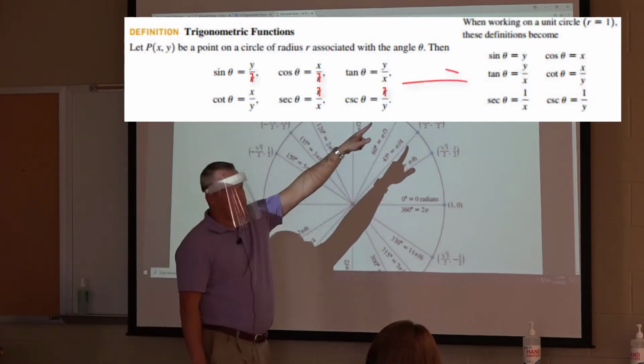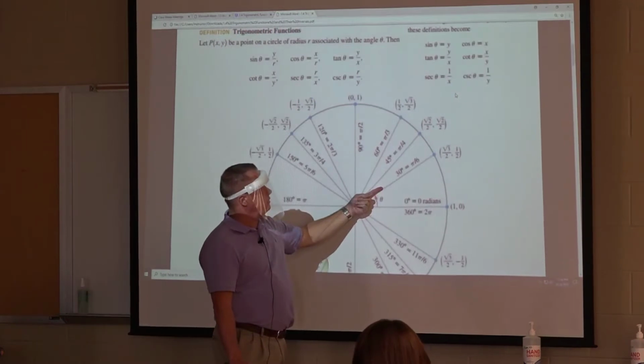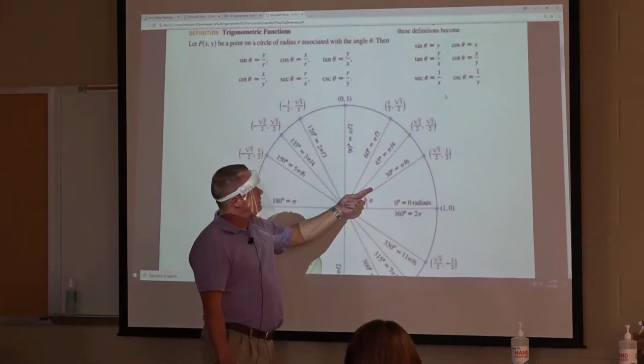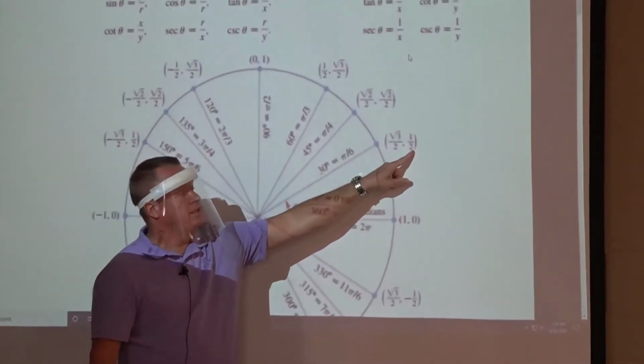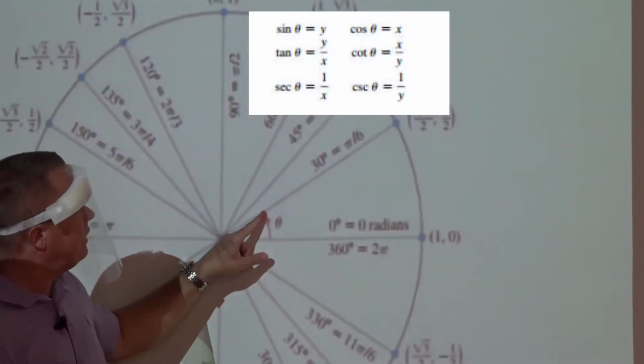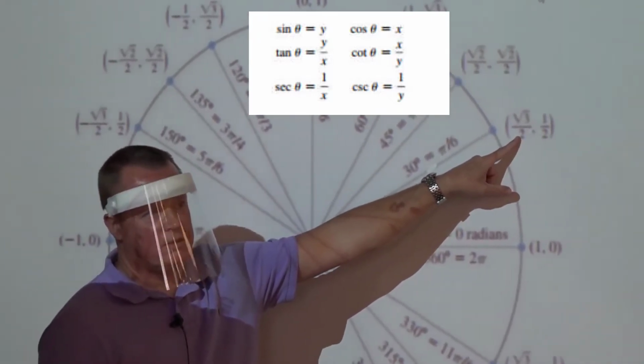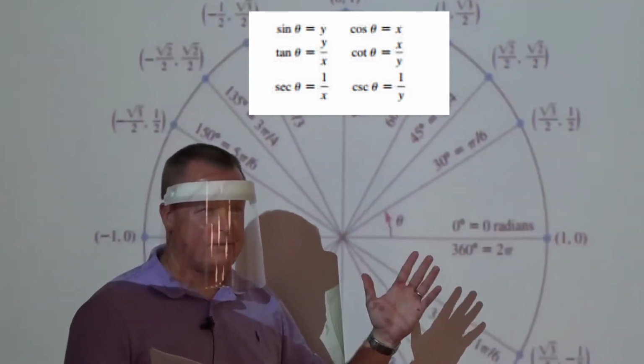If you take an angle here, say 30 degrees, the sine of 30 degrees is going to be whatever that y coordinate is on that point. The sine of 30 degrees is a half. The cosine of 30 degrees will be whatever the x coordinate is, root 3 over 2. Now remember all that?